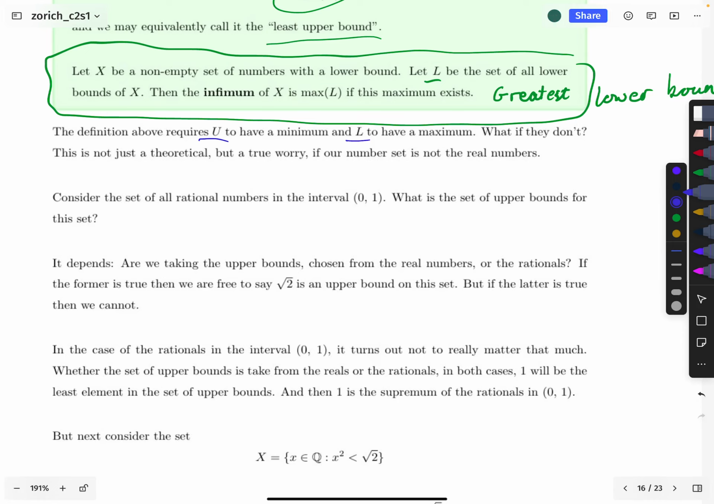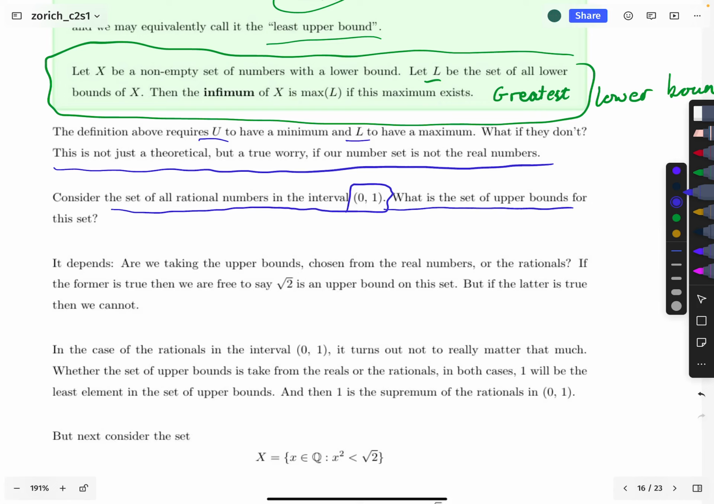And I want to emphasize that this is not just pretending to worry; in fact, this can happen. Consider the set of all rational numbers in the interval from 0 to 1. Let's see what happens. What is the set of upper bounds for this set? Well, it somewhat depends. Are we taking the upper bounds from the real numbers or the rationals?